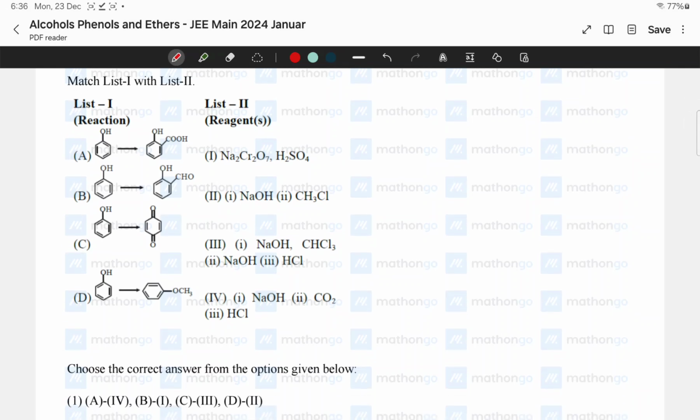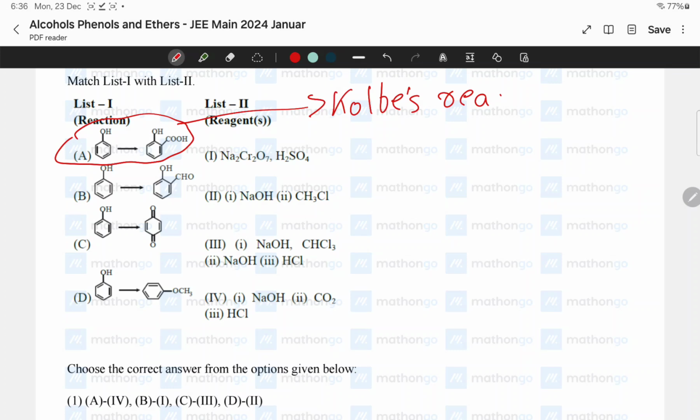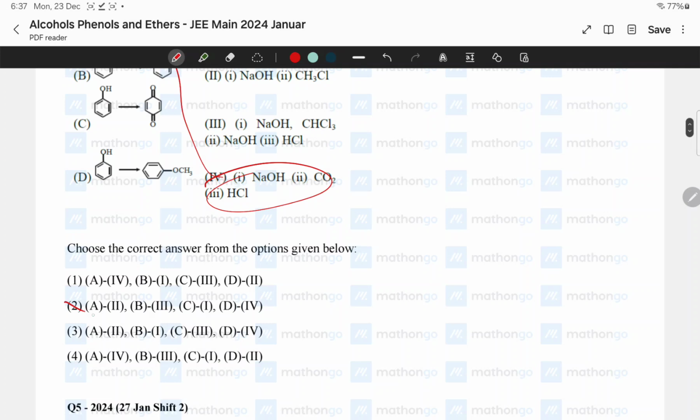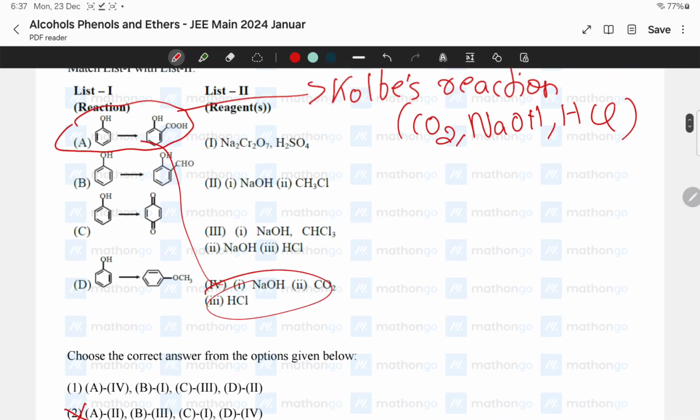OH is converting to OH-COOH. What is this reaction called? Kolbe's reaction, right? In Kolbe's reaction, the reagents used are NaOH, CO2 and HCl. So A is 4. This is wrong; 1 or 4 is the answer.